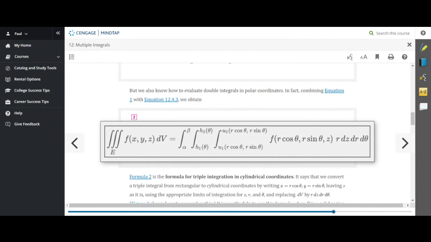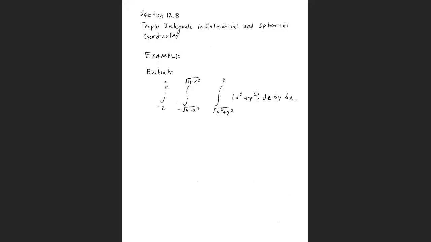Yeah, this one will do. Let me bring it up here. Okay. Let me give you a moment to copy this example down.